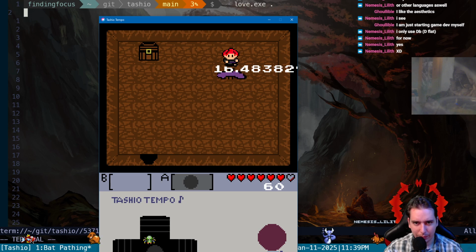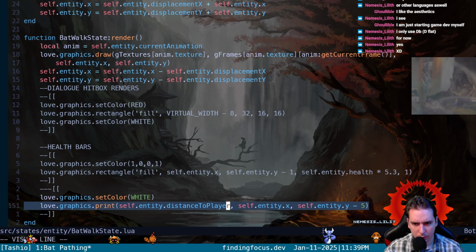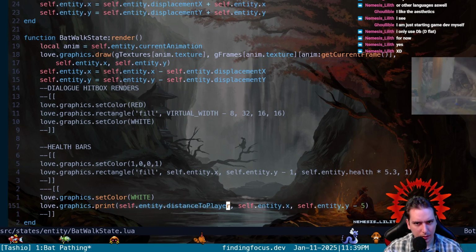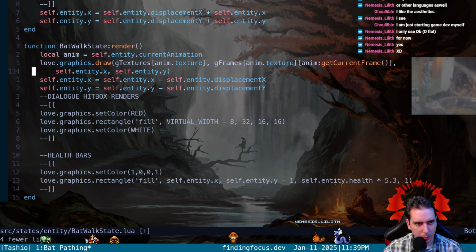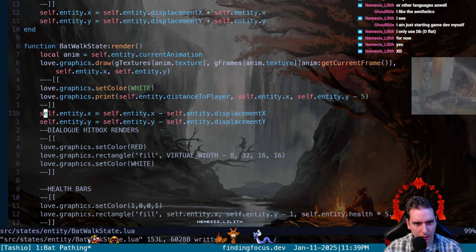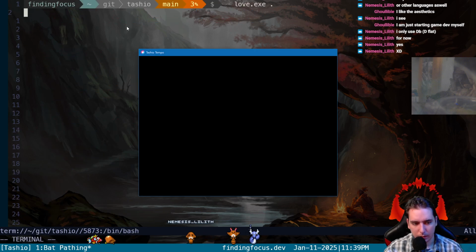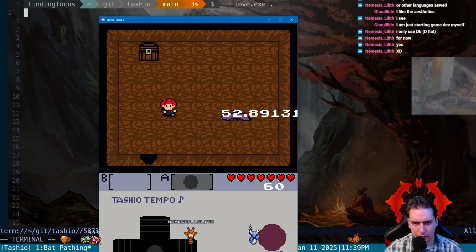Why is the number still being rendered with the displacement? We'll render that before we undisplace ourselves. So it should be stuck to the bat now. Okay, that's looking better.